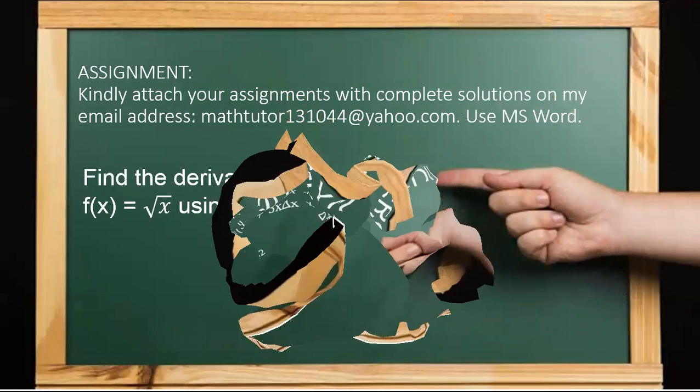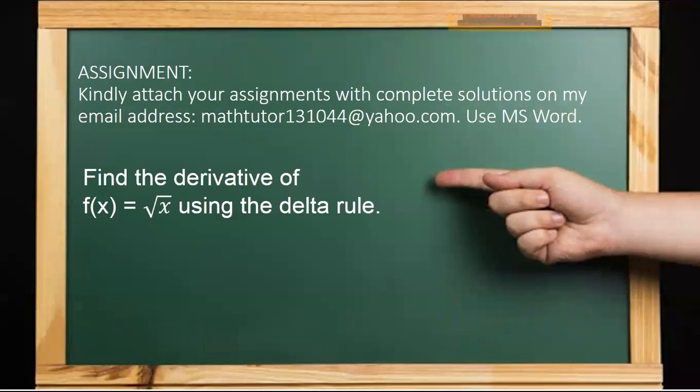And for your assignment, you're just going to find the derivative of f of x, which is equal to square root of x, using the delta rule or the delta step rule. Okay. So although we have formulas for this one, I'm sure a lot of you know how to solve this problem.